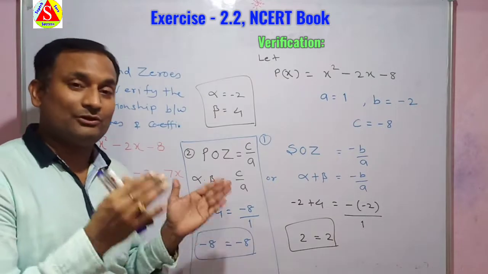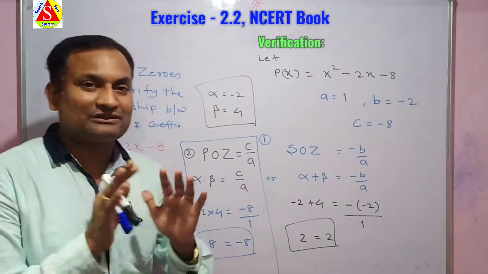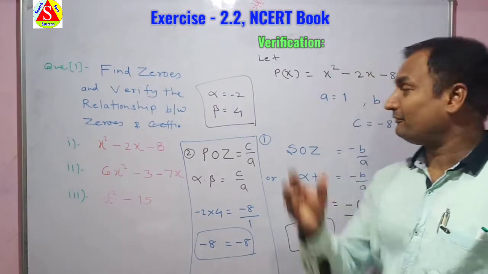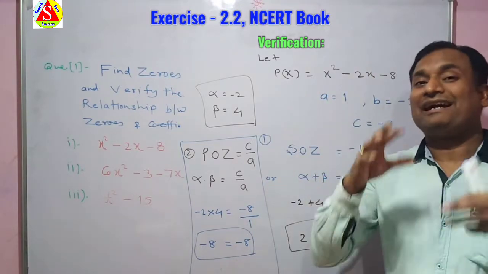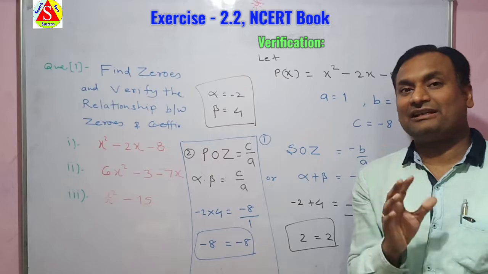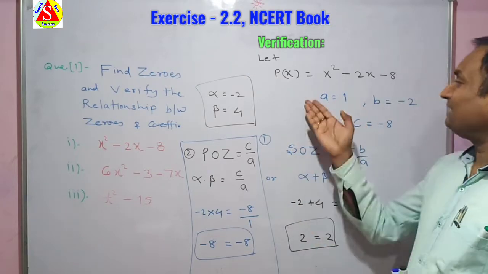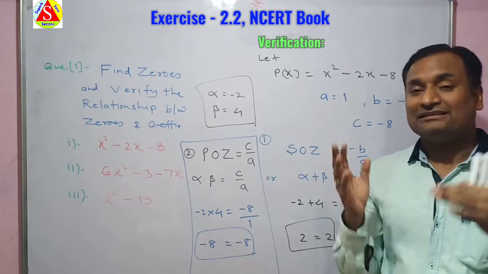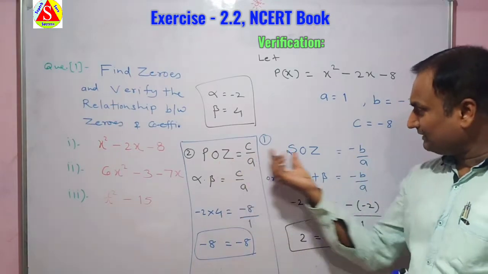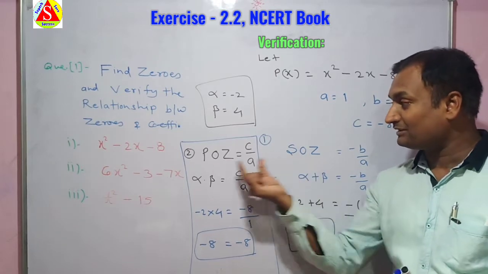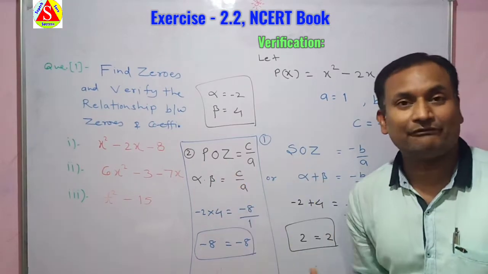Okay, dear students, I hope you have understood this first question very well. So again I am summarizing. First of all, we find the zeros, then after that we compare the given equation with the standard one and find the coefficient value. Then after putting the values in the two formulas, that is for sum of zeros and product of zeros, we can verify it.